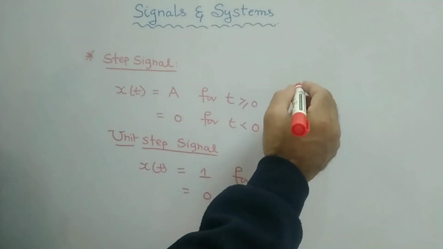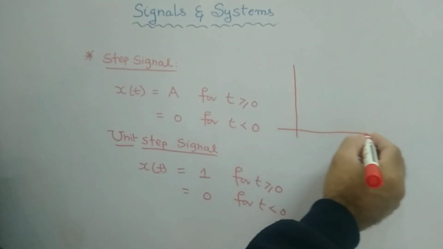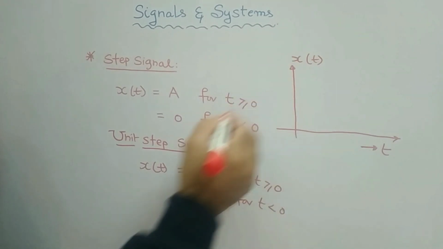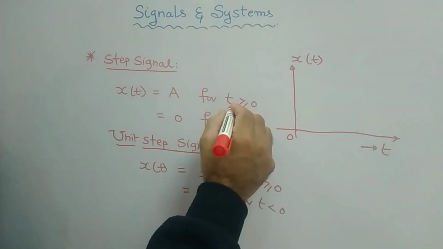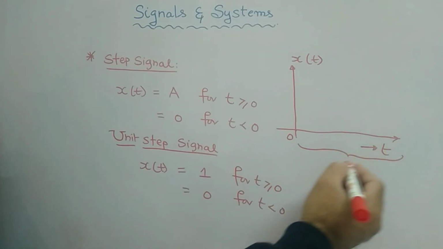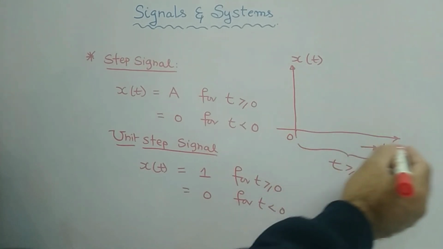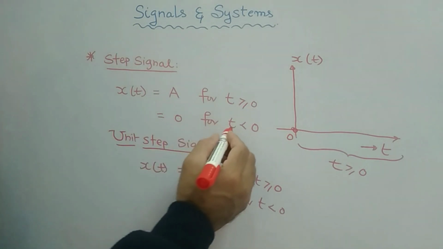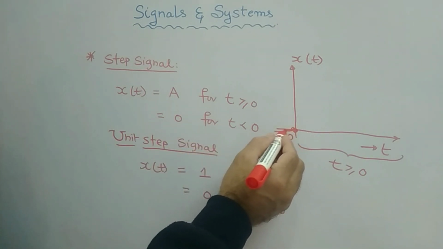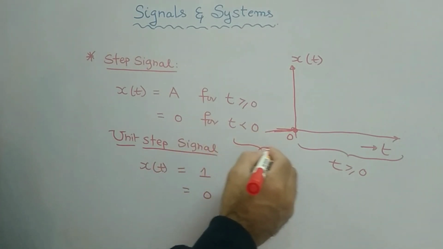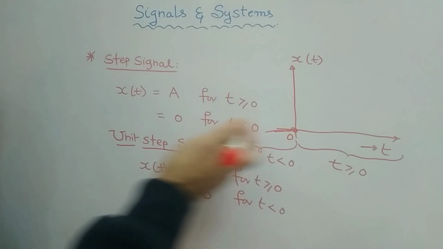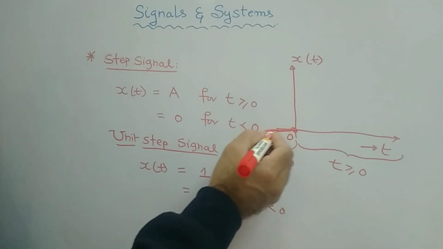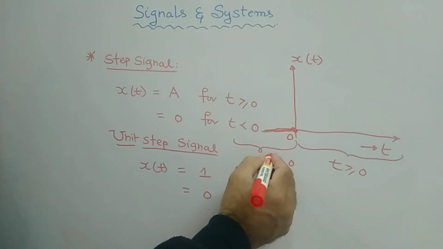If you want to represent it in the time domain, it will look like this. Let us say this is time versus x of t. For t greater than 0 is nothing but the period from 0 going up to infinity. For t less than 0 is the time period below the 0 level. Therefore, for this period your x of t value is 0. All values become 0 for t less than 0.